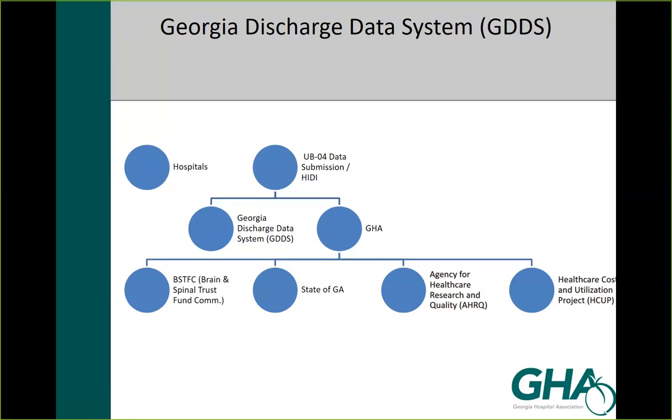We also send that data to the Brain and Spinal Trust Fund Commission, the state of Georgia, the Agency for Healthcare Research and Quality, and to HCUP, the Healthcare Cost and Utilization Project. So that is just a quick overview, a visual of what happens to the data.